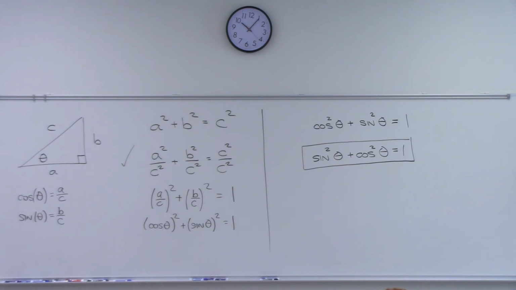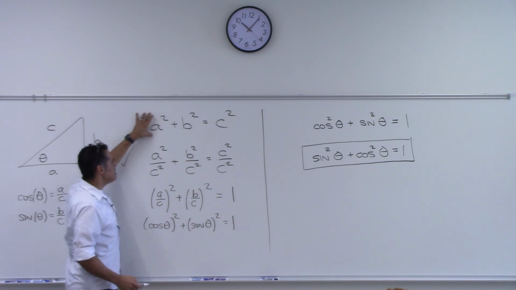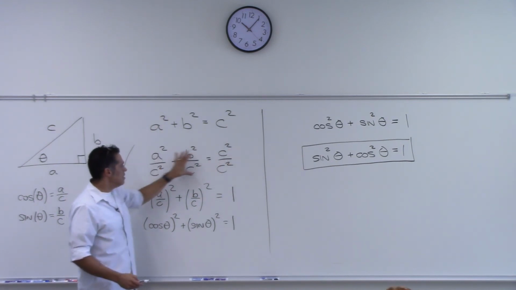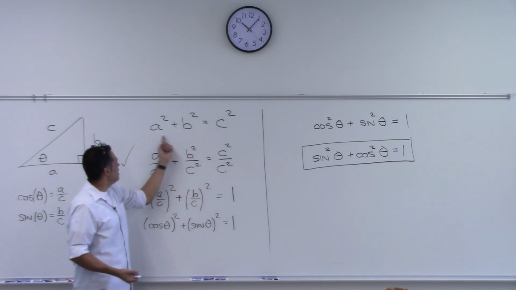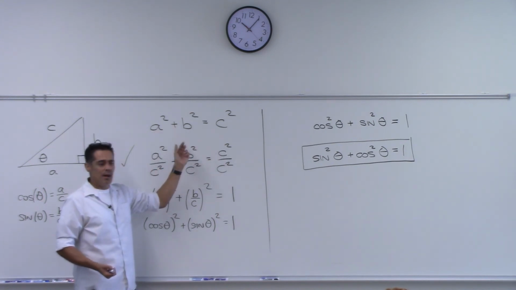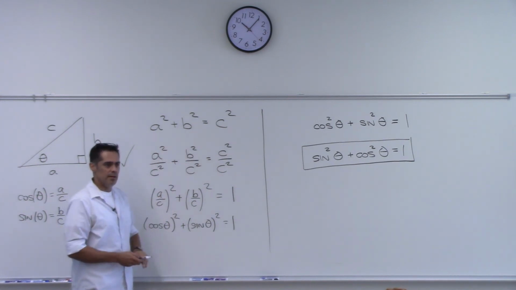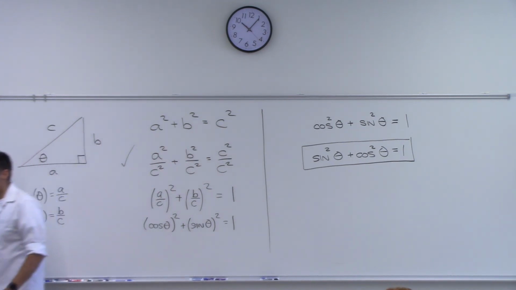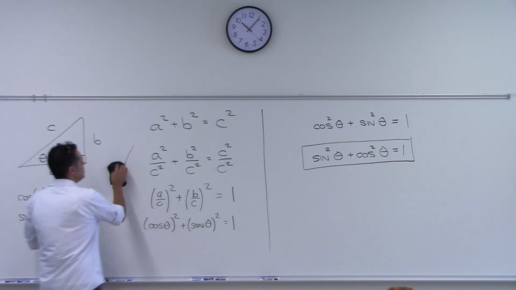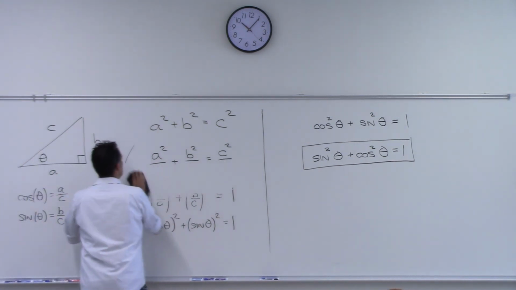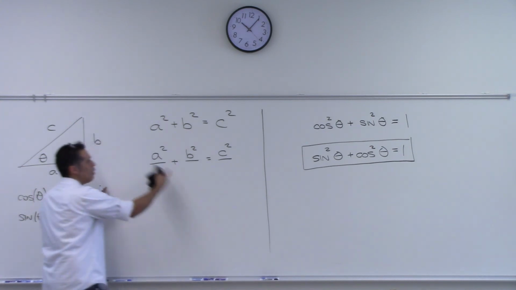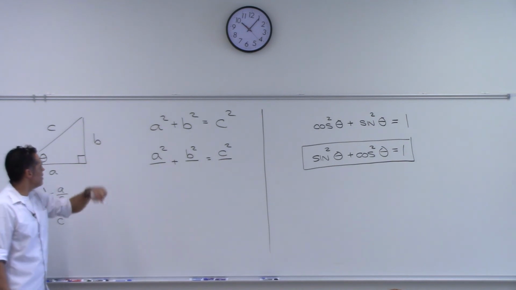That right there is our first Pythagorean identity. It's called Pythagorean because it comes from the Pythagorean formula here. So how did I get this formula? I started with this, and I decided to divide everything by c squared. Why c squared? Could I have done a squared on everything? Yeah. Could I have done b squared on everything? Yeah. So let's do it. Let's start over, and instead of dividing through by c squared, let's divide everything by a squared. What would happen if I divide everything by a squared?